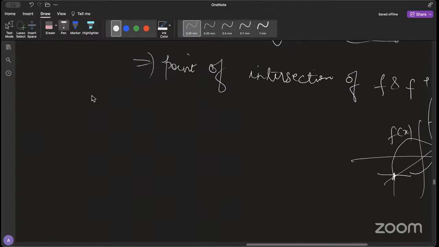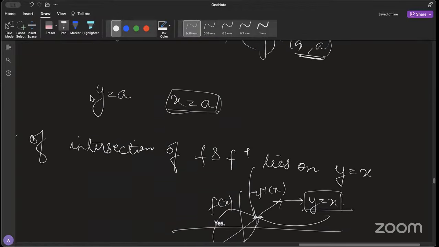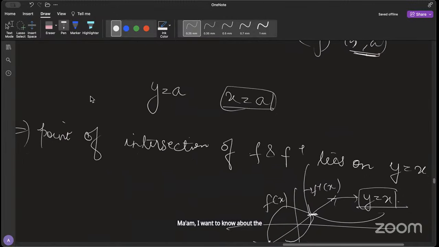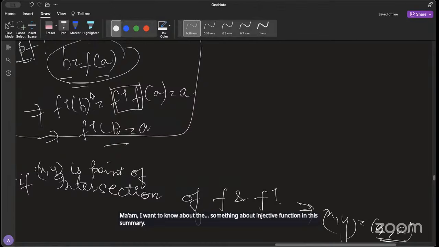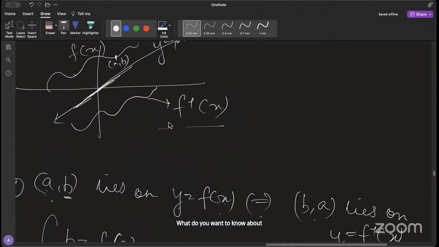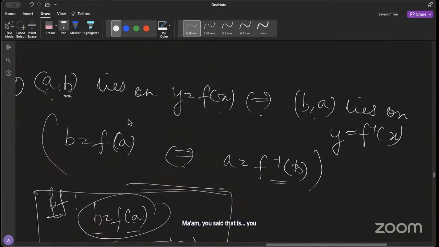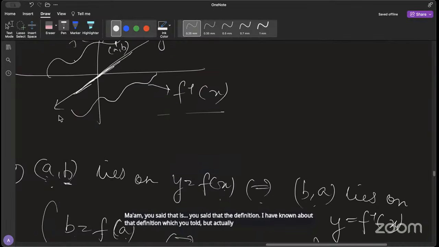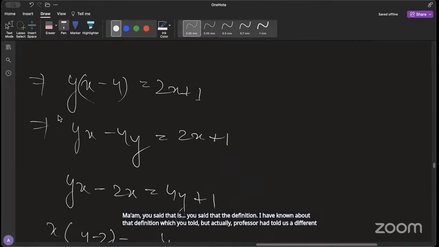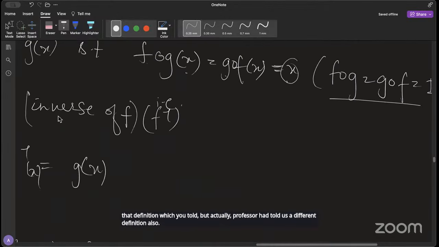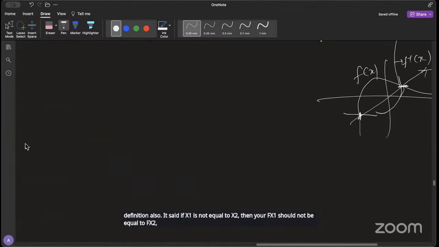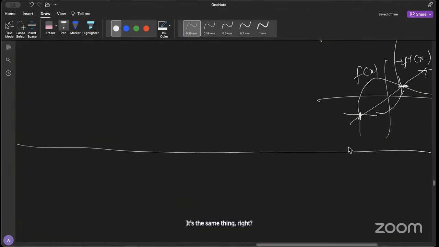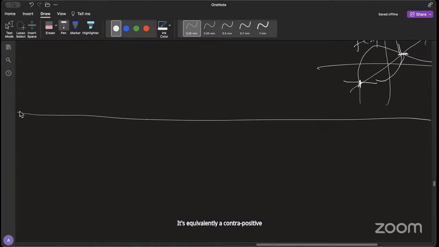Excuse me, ma'am. Ma'am, I want to know something about the injective function in this summary. What do you want to know about it? I know the definition which you told, but the professor had told us a different definition also. It says that if x1 is not equal to x2, then f(x1) should not be equal to f(x2). It's the same thing, right? It's equivalently a contrapositive thing. Exactly.